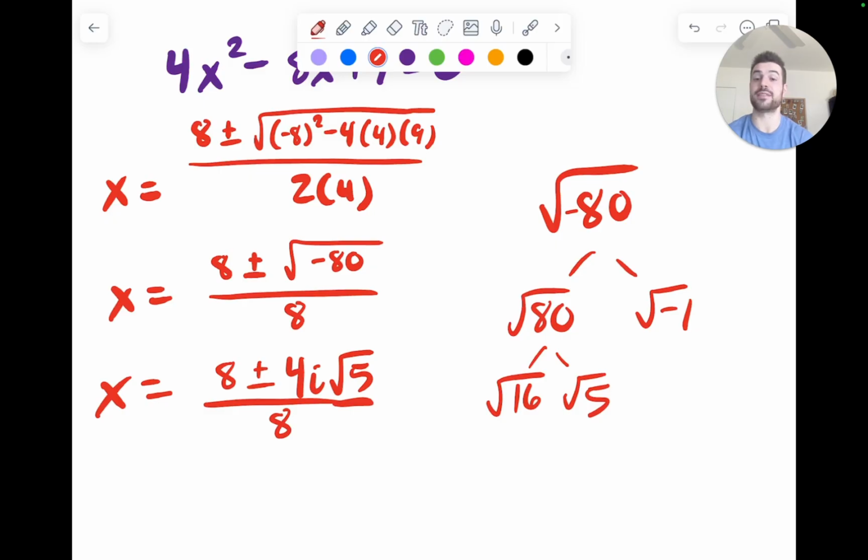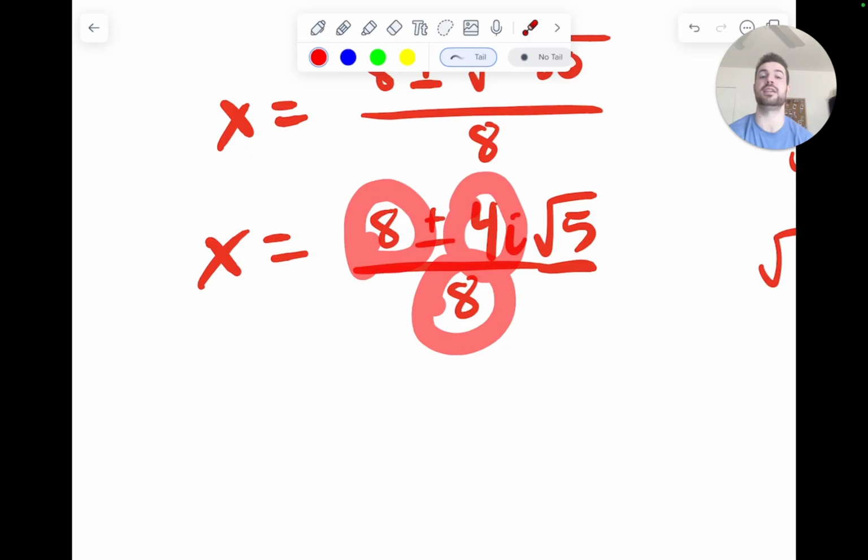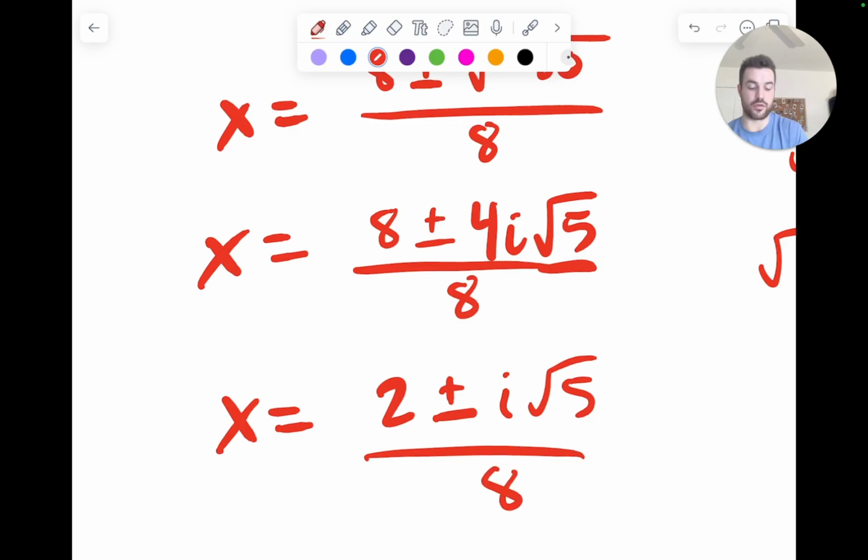Okay, so the last thing I'm going to want to do is take a look at each of my coefficients and see if I can divide out any common factors, which in this case I can. 4 goes into all of them. So I'll have x equals 2 plus or minus 1i root 5 over 8.